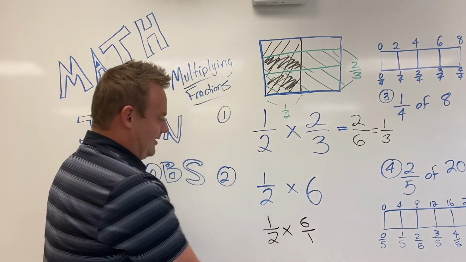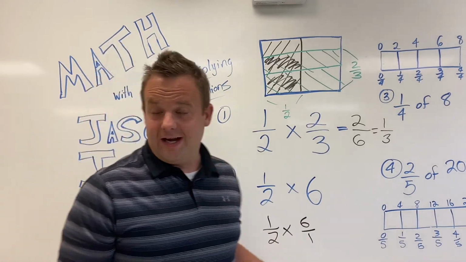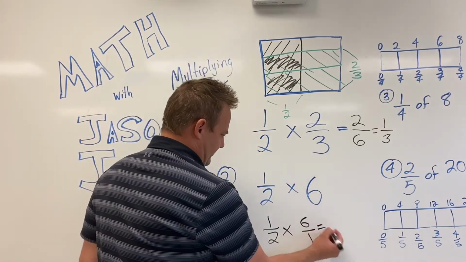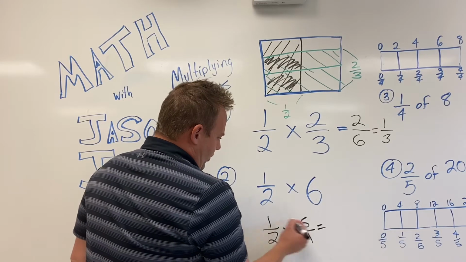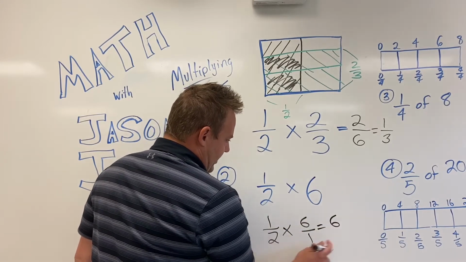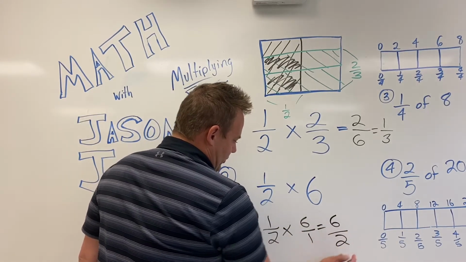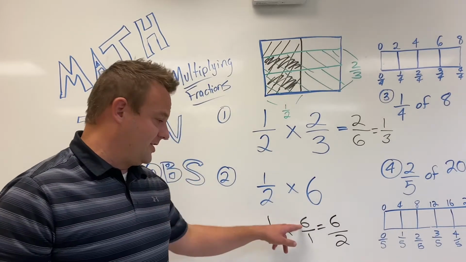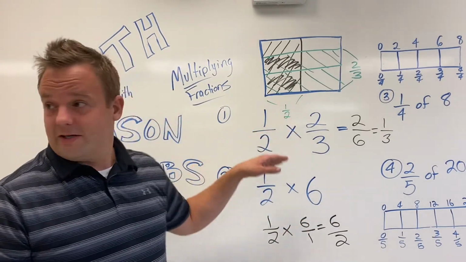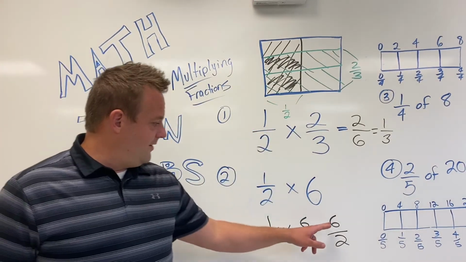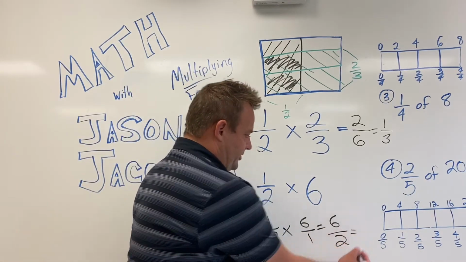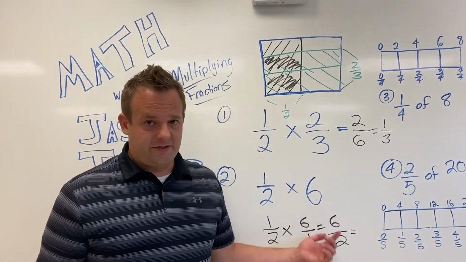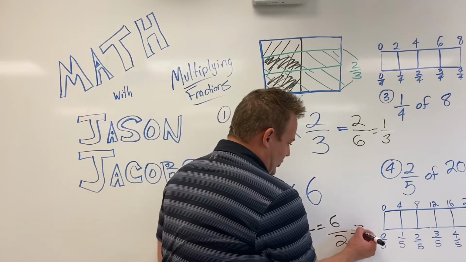Now that's the way I learned it in school how to do it. That's the way I still like to do it. I think it just makes sense. So 1 times 6 is 6, and 2 times 1 is 2. I should say we could cross cancel. We could have cross canceled here too. All right, so we have 6/2, and 6/2 is an improper fraction, so 6 divided by 2, that is 3.